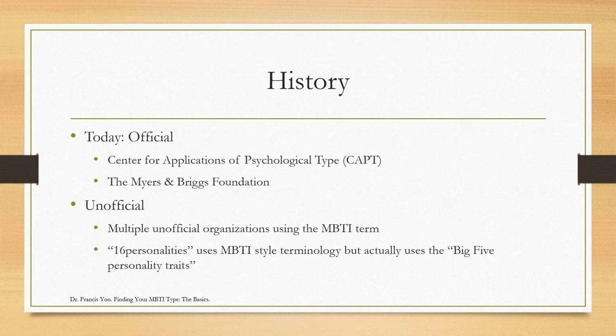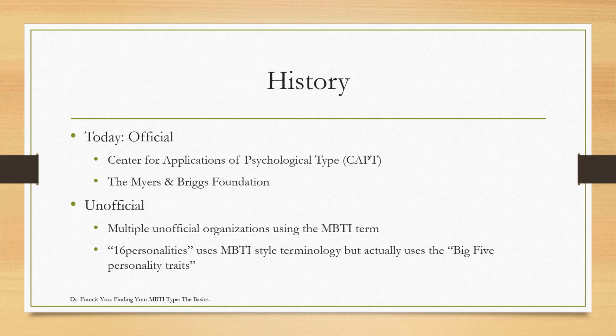Now, there are a slew of unofficial organizations and quote-unquote tests you'll find online. The one I want to point out is 16Personalities, which it's been quite common for people to find. They use the MBTI style terminology. They're four letters and they add a fifth letter, but they actually use the Big Five personality traits, which is a completely different, not related at all system.